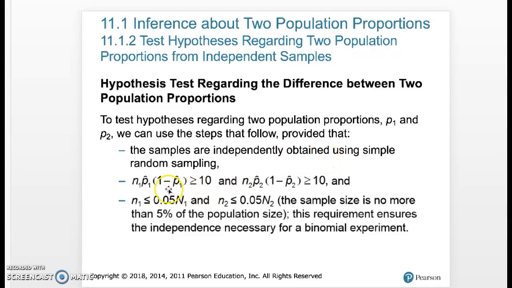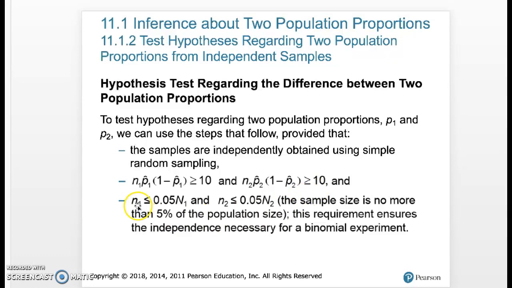Then our second point, notice I have subscripts. Instead of just n times p times 1 minus p is greater than or equal to 10, here we have our n1 for our sample 1, our p hat 1, which is our proportion from our first sample. So that condition has to check n times p times 1 minus p for sample 1, and then the same n times p times 1 minus p has to be checked for sample 2.